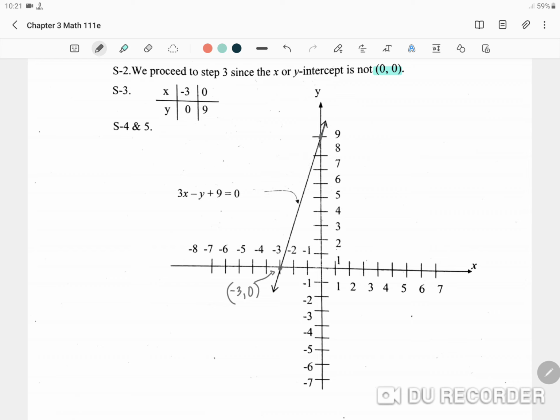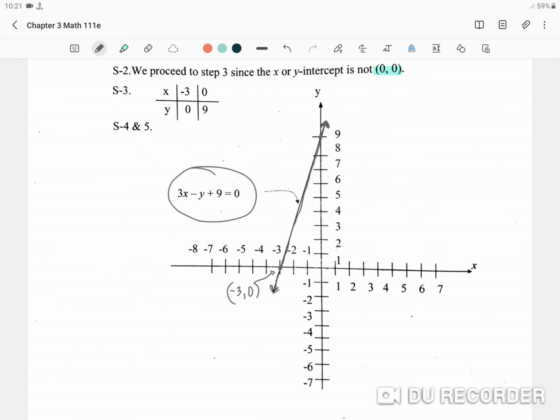So, we were able to connect that one and that is our line now sa Cartesian plane natin. So, that is 3x minus y plus 9 is equal to 0. Yan yung equation natin. So, if we try to interpret that, pag i-graph natin yan, yan yung magiging position niya sa Cartesian plane natin.